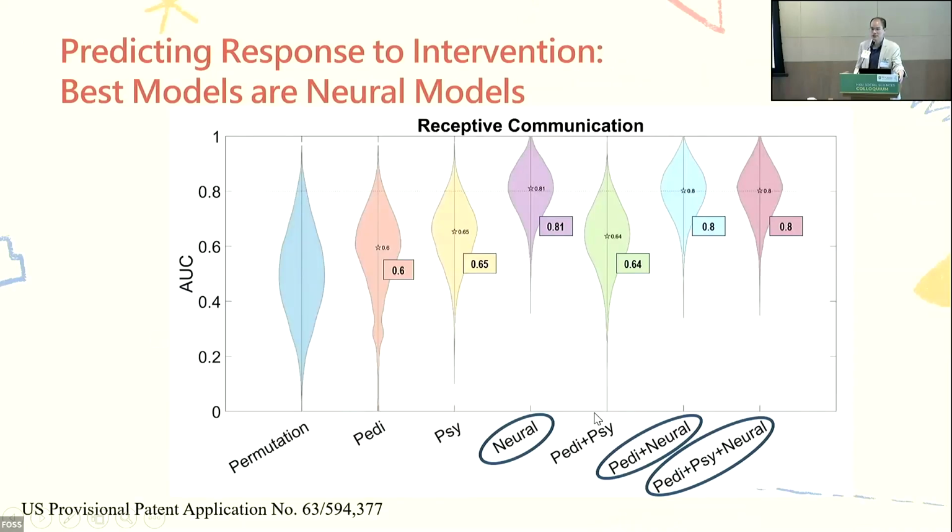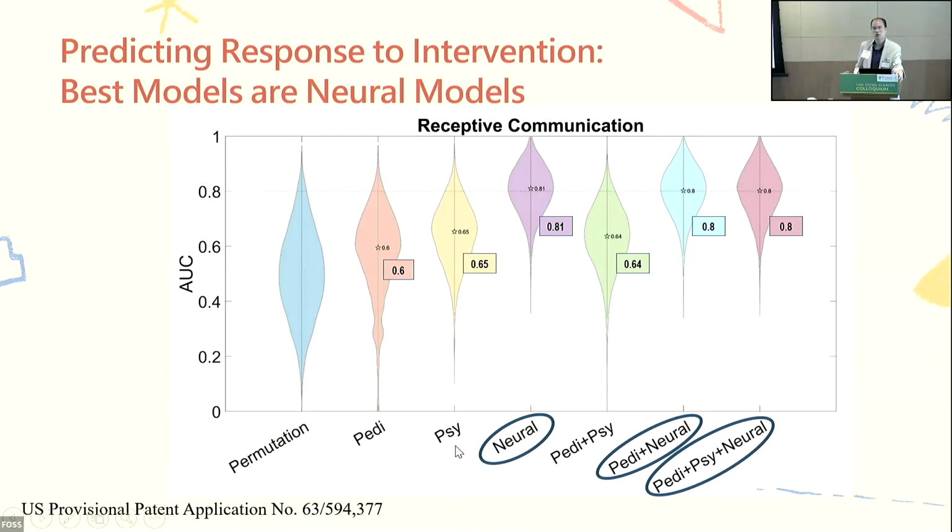So how do we do this? We've constructed different predictive models to predict response to intervention, whether or not the child would improve, a binary classification. These are AUC results, again, a combination of sensitivity and specificity. Permutation is the random model, therefore it's at 50%. We can use pediatric factors, gestational age, birth weight. Those are the pediatric factors that we've been talking about. If we use those factors, I don't know if you can see the number, AUC is 60.